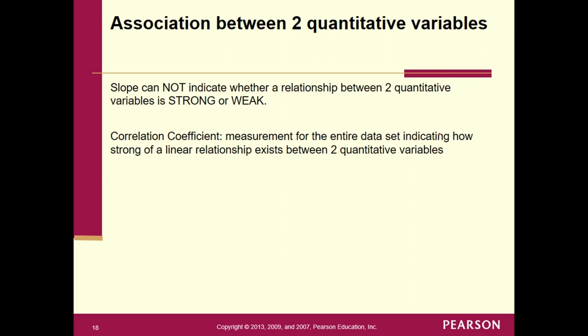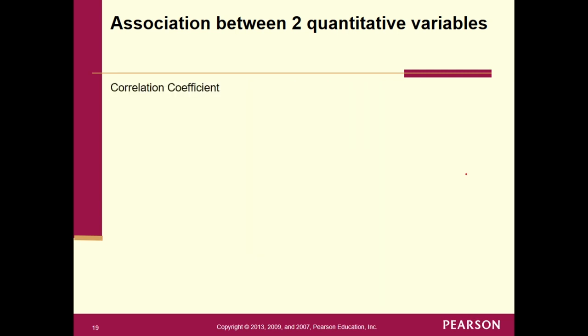So the correlation coefficient is a measurement for the entire data set, indicating how strong of a linear relationship exists between the two quantitative variables. So the correlation coefficient tells us how strong the relationship is. Okay? So let's get into the correlation coefficient.